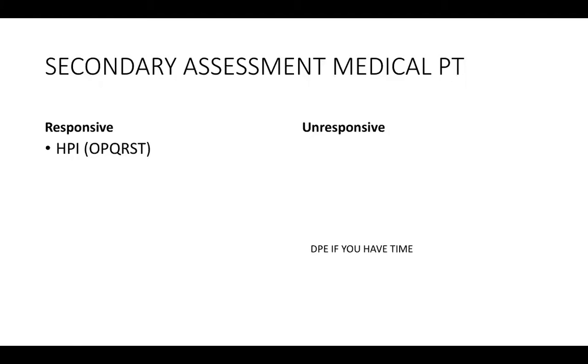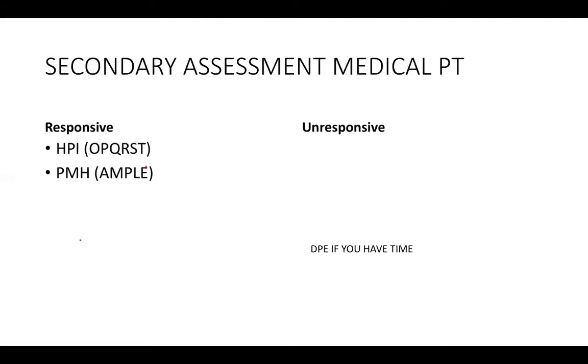S stands for severity. On a scale of 1 to 10, how bad is your pain, 10 being the worst? And T, time. When did this start? Remember, onset is what were you doing when this started. T, time, is what time did this start. A lot of students confuse onset and time the majority of the time. So onset, provocation, quality, region or radiation, severity, and time.